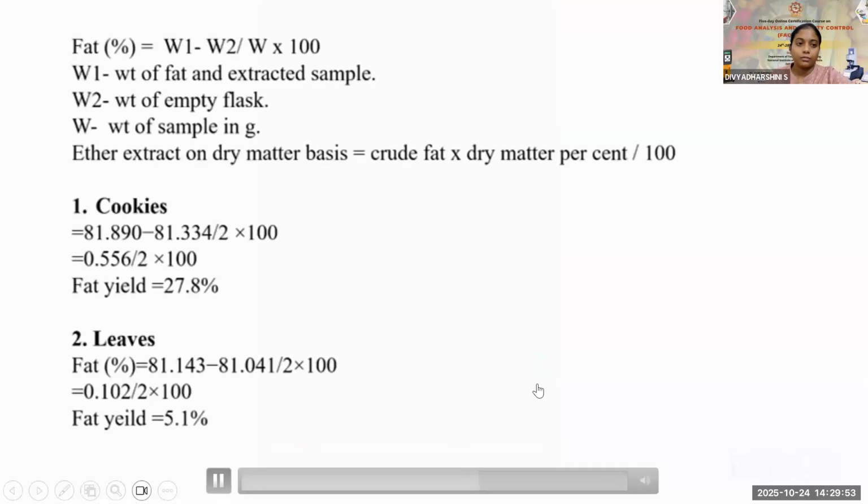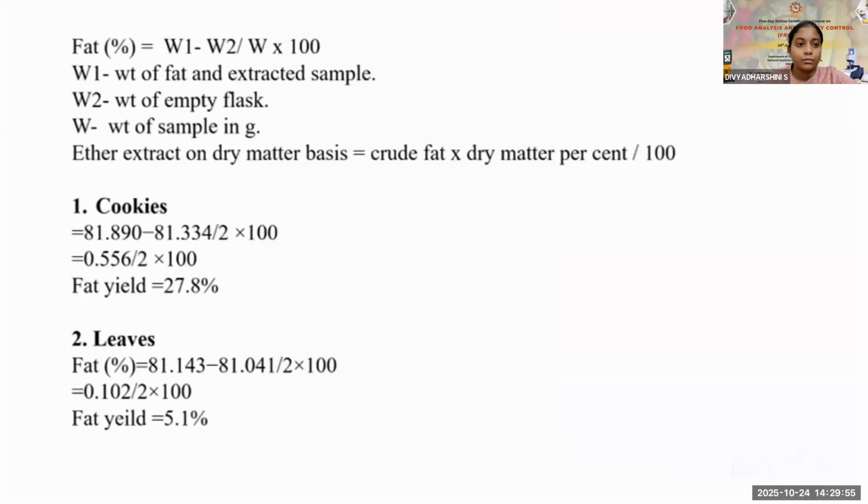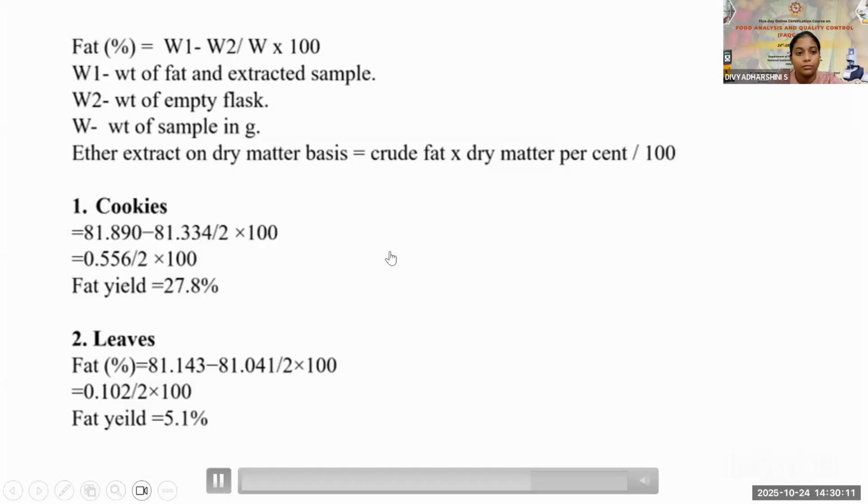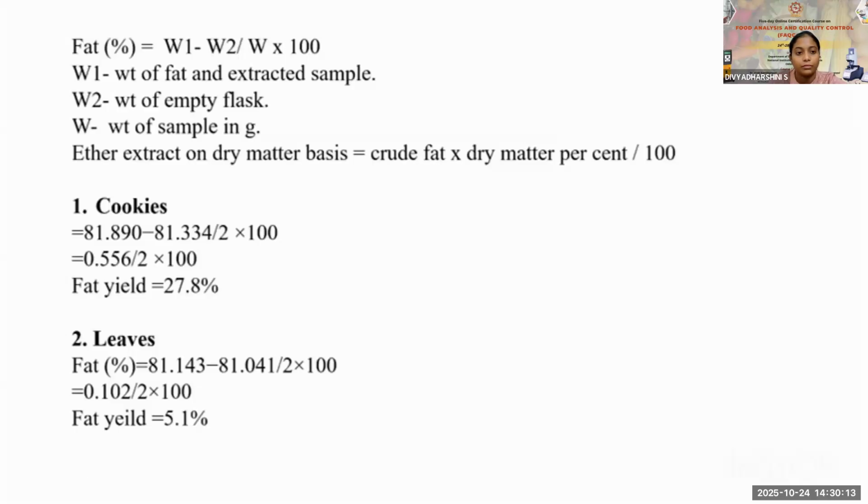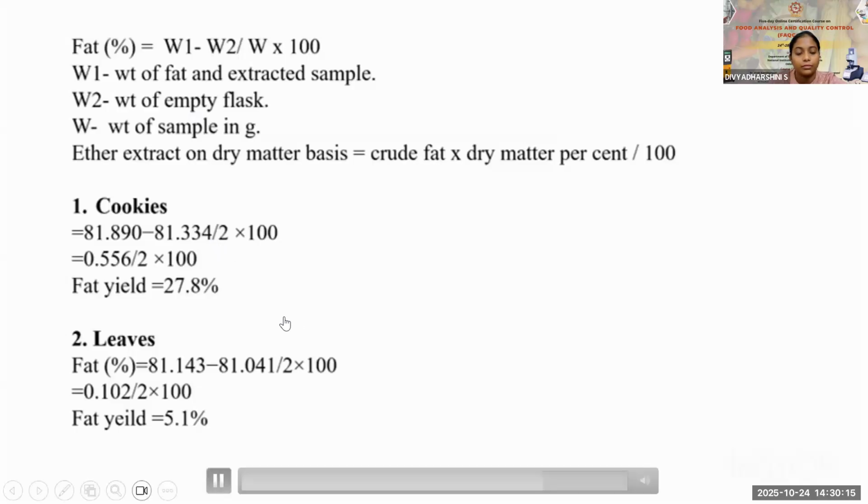Okay, now we are moving into the calculation part. It is very simple: we subtract the amount of fat from the sample together with the flask, and divide by the amount of the sample we have taken, into 100. We can also get the ether extract on the dry matter basis. Once we know the dry matter percentage using the moisture content analysis, we will automatically get the ether extract on the dry matter basis.